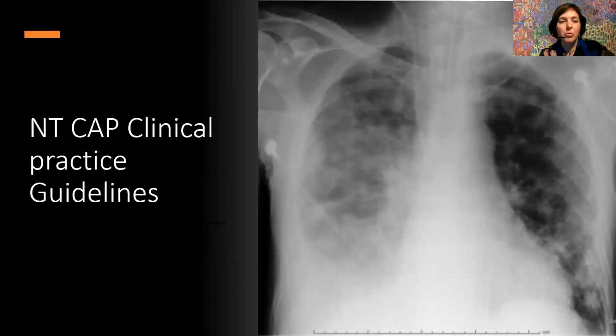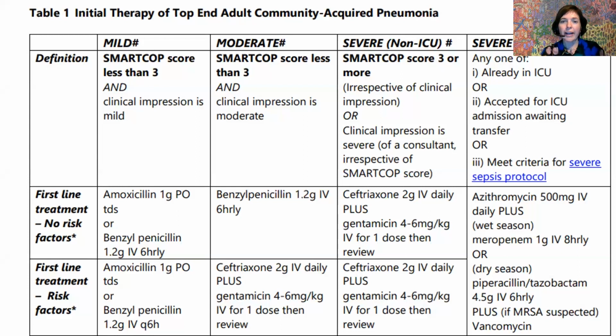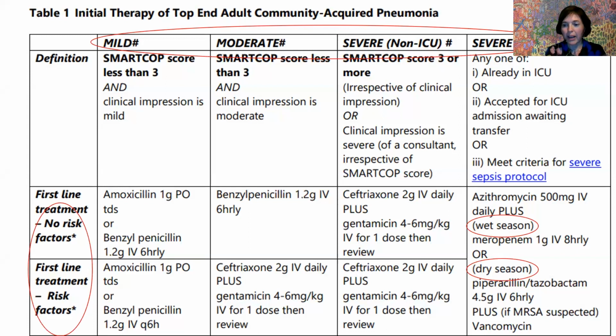So what I'm going to do then, just after giving you a bit of a taster of some of the organisms that we see commonly, is just talk about our clinical practice guidelines. We divide them in several ways, depending on the severity and on the presence of risk factors, and whether it's wet or dry season, and whether we suspect MRSA or not. All of those things are taken into account in coming up with the empirical regimen prior to knowing what the organism is.